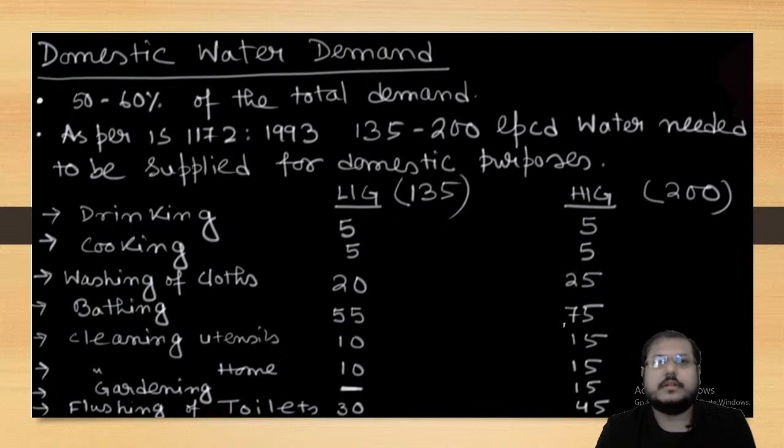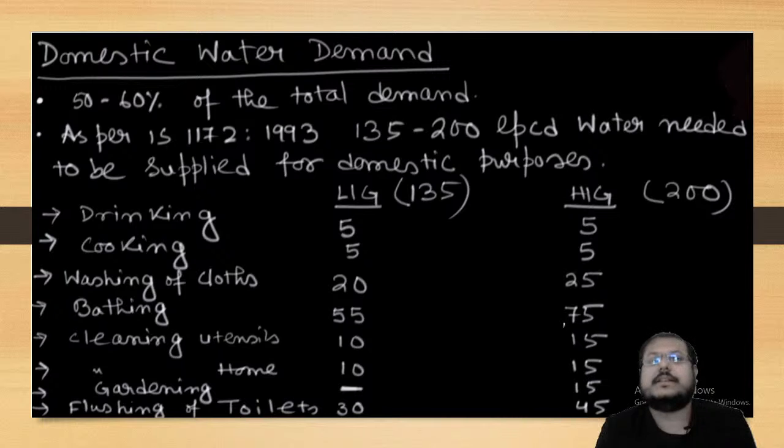Now we are going to the domestic water demand. Each and every water demand we will discuss in detail, in brief. Generally, the water which is demanded for domestic uses falls under this domestic water demand. Here, 50 to 60% of the total demand generally comes under domestic water demand.